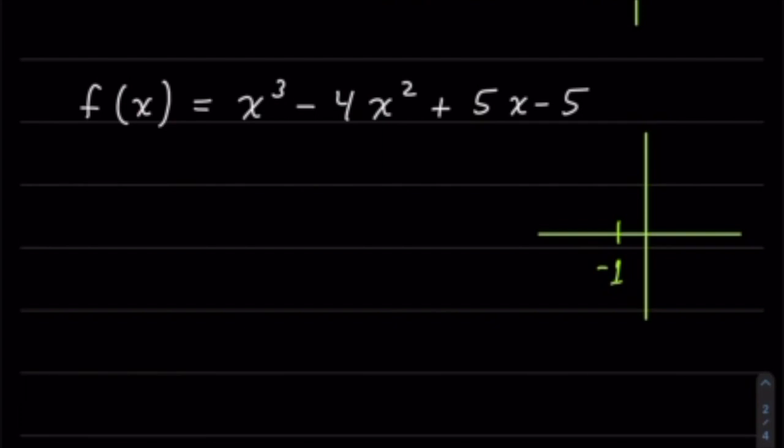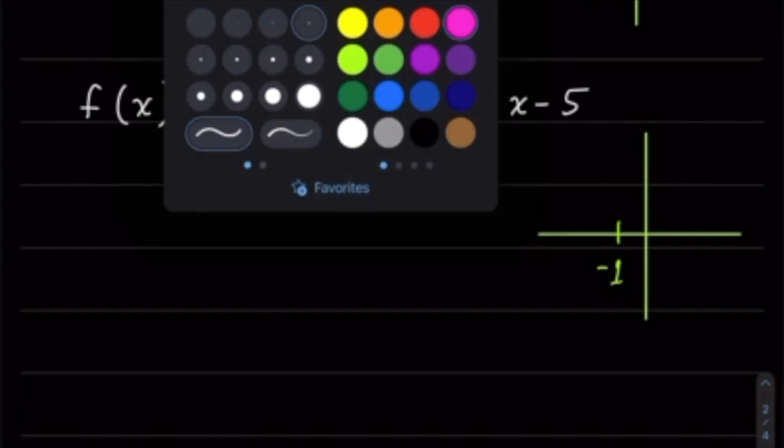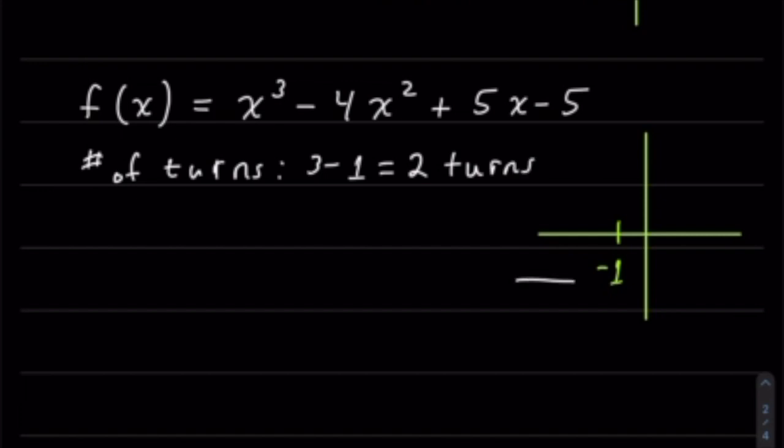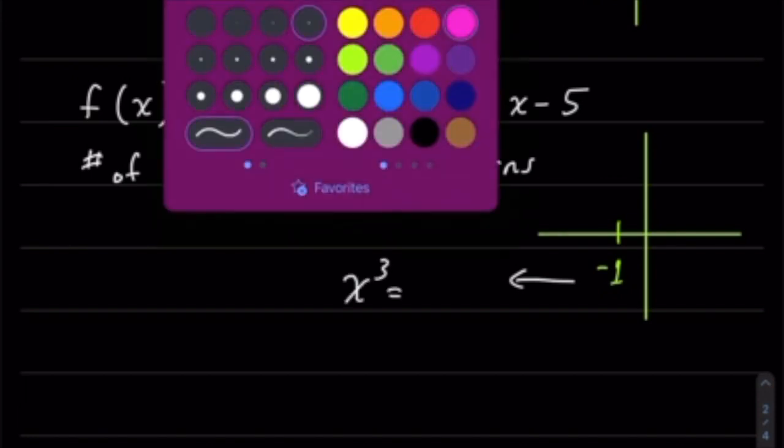First of all, we know that the highest exponent tells us the number of turns. So the number of turns for this one, let's make that view better, the number of turns for this one will be 3 minus 1. So 2 turns again. Okay, so it's going to have 2 turns in the graph. Then we can take our -1 and plug it into the x to the third. So I'm going to do that. And I'm going to use my pink again.